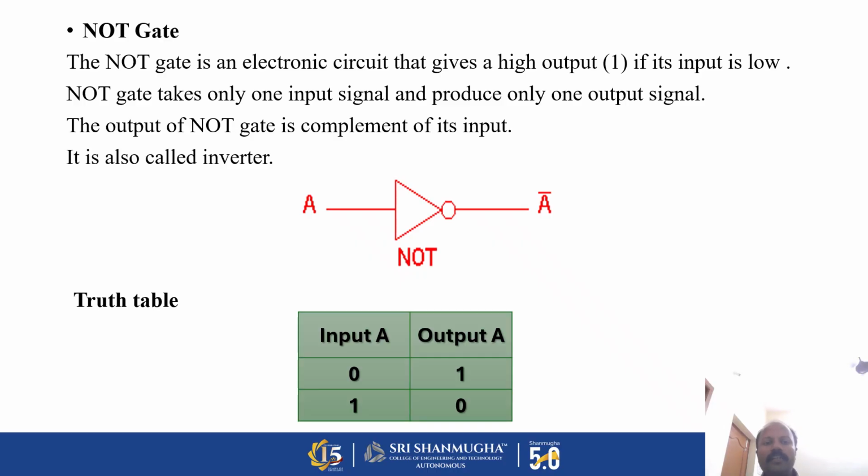This is a NOT gate. It is an electronic circuit that gives a high output if its input is low. NOT gate takes only one input signal and produces only one output signal. The output of NOT gate is the complement of the input. It is also called an inverter. That is, for whatever input you give, you will get the complement of the input as output. This truth table shows that if the input is 0, then our output will be the opposite, that is 1. Similarly, if you give the input as 1, then our output will be 0.